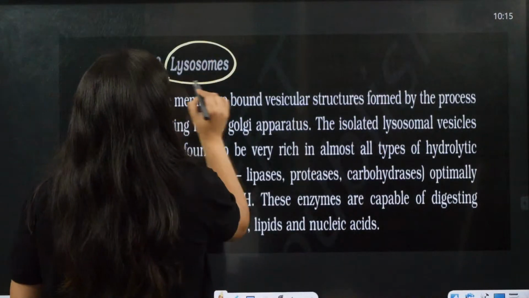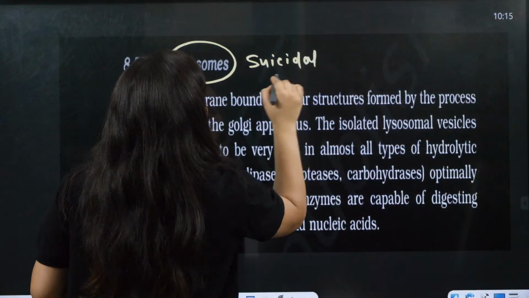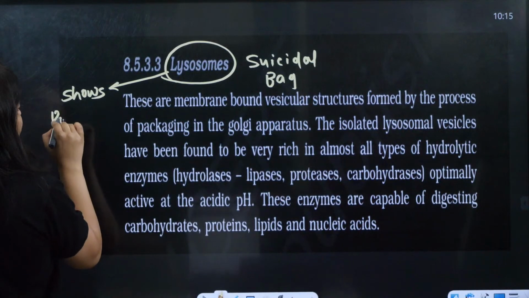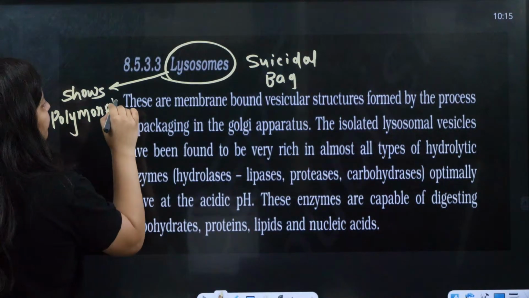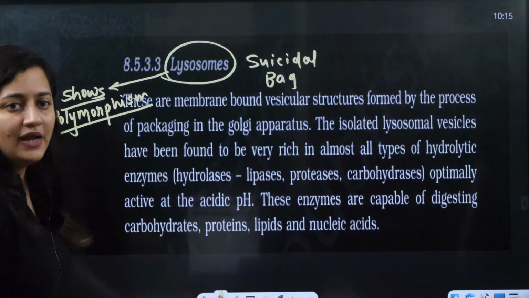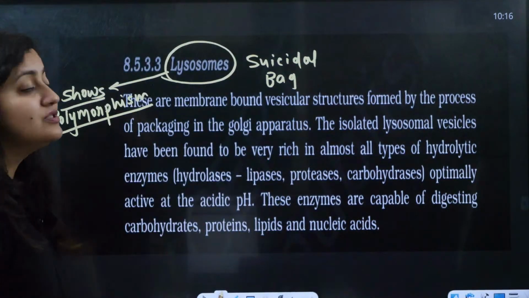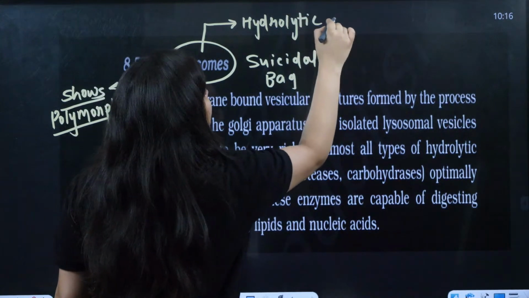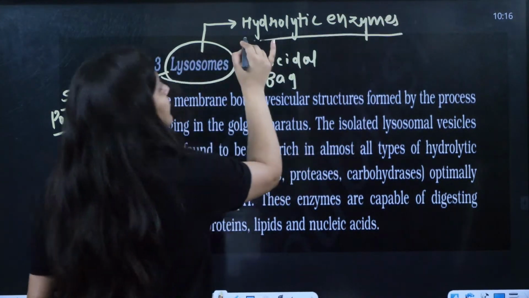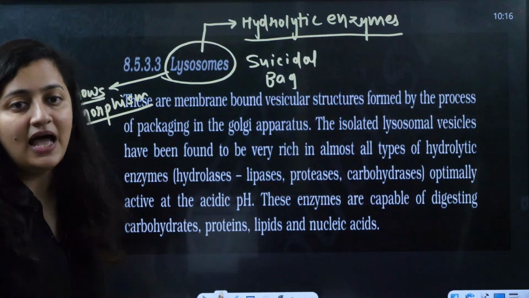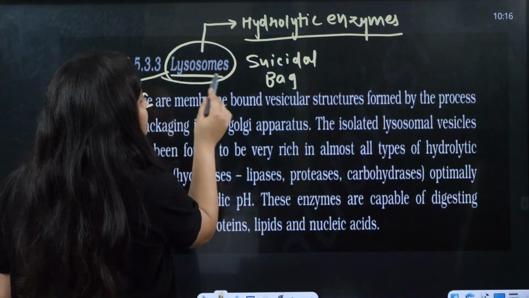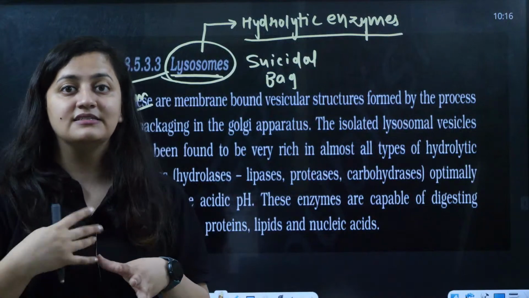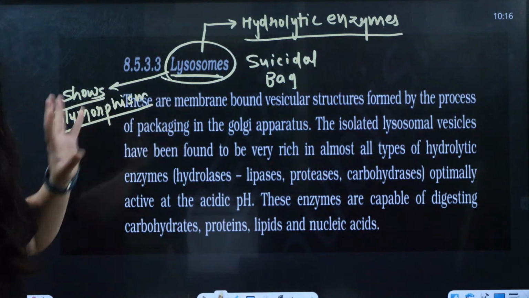Now we will talk about the lysosome, also known as the suicidal bag, the organelle which shows polymorphism. Do you know that? So these are the suicidal bags. Why? Because they are fully loaded with hydrolytic enzymes that can destroy the components of the cell. These enzymes are also synthesized by the Golgi apparatus. They have all the hydrolases like carbohydrases and lipases, so they can destroy the components of the cell.